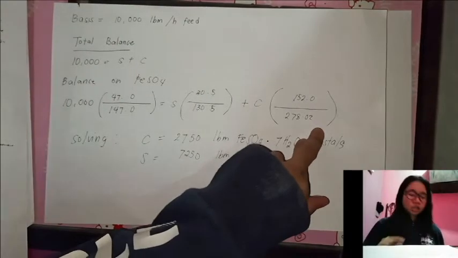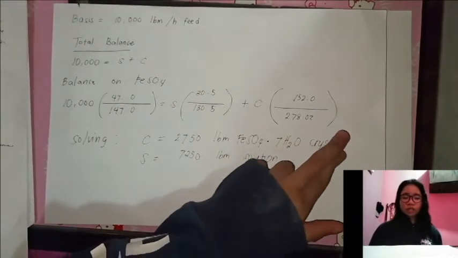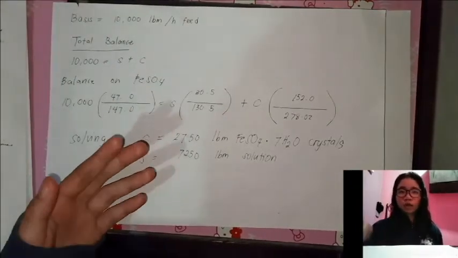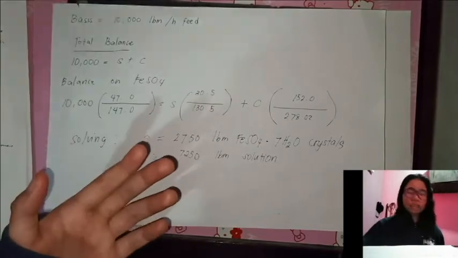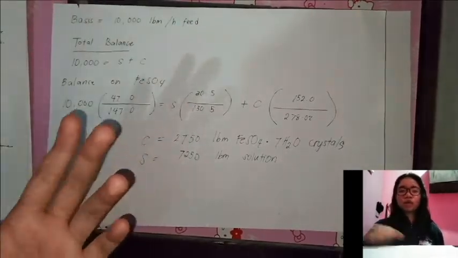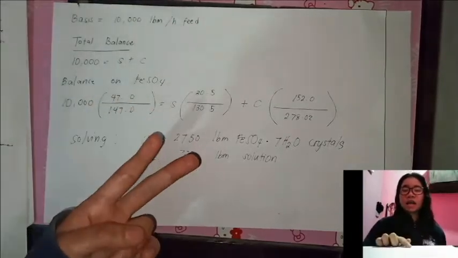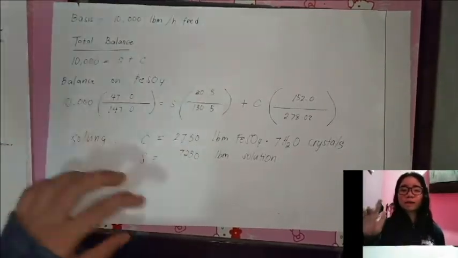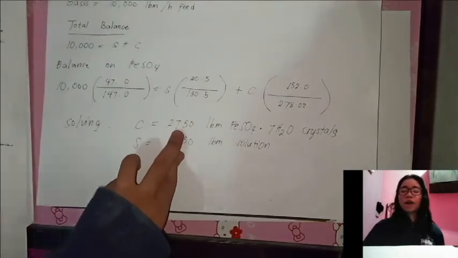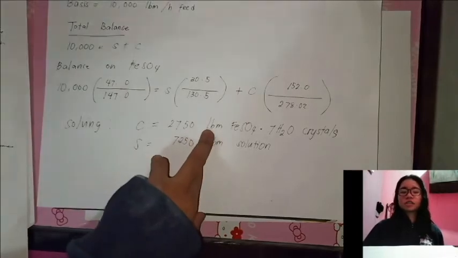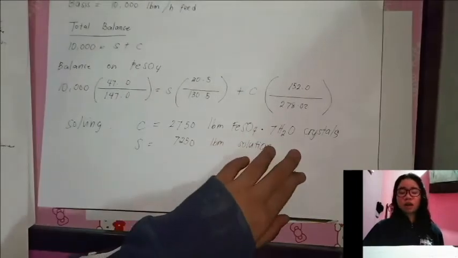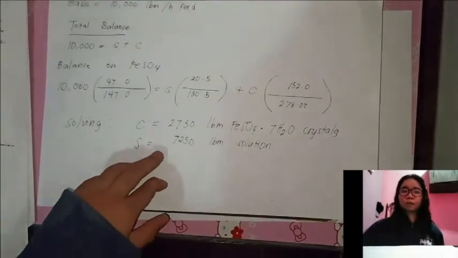So we use the total balance and the iron sulfate balance, resulting in two equations and two unknowns, so that we can solve for the two unknowns, which are C and S. C equals 2,750 pound mass of iron sulfate heptahydrate crystals, and S, which is the mother liquor, equals 7,250 pound mass solution.